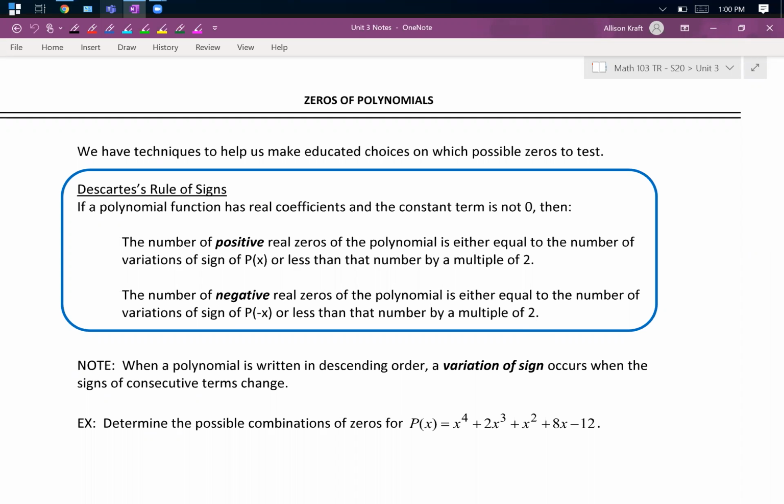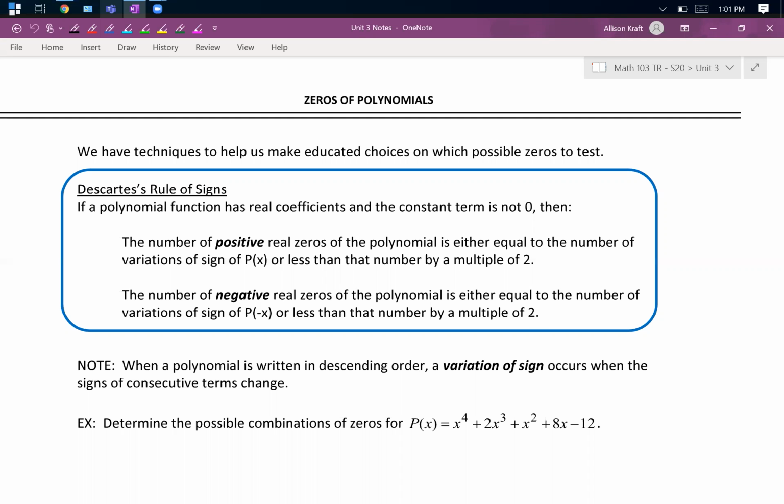Similarly, to determine the number of negative real zeros, we first need to find P of negative X. Like plug negative X in for X and clean it up. We're going to find P of negative X, and then we're going to count the number of sign changes in P of negative X. The number of negative real zeros is either equal to that number, or again, less than that by a multiple of 2.